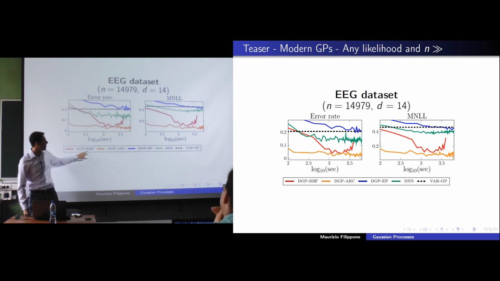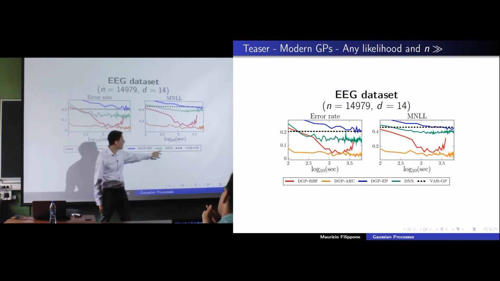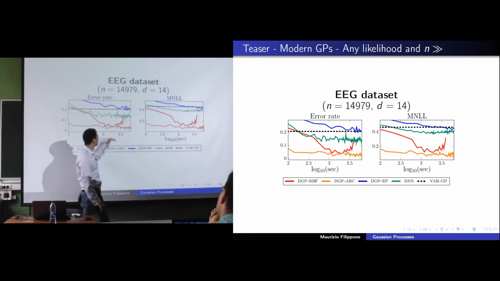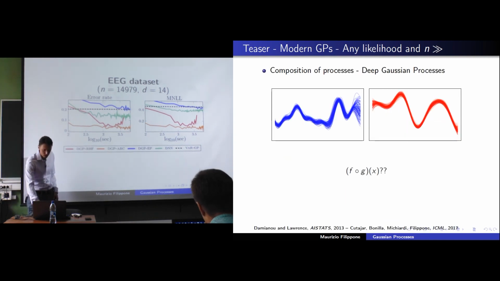So we are red and orange, okay? And the competitor is the GPEP, okay? And DNN are deep nets, and this is variational GP. We can get good results, scalable. This is only 15,000 data points.